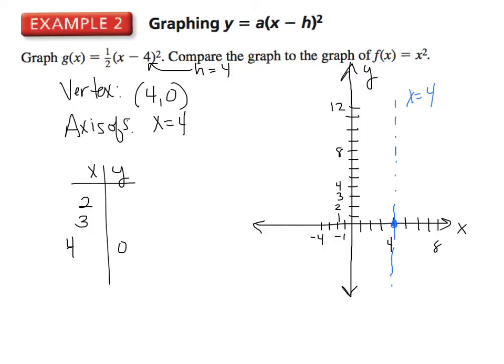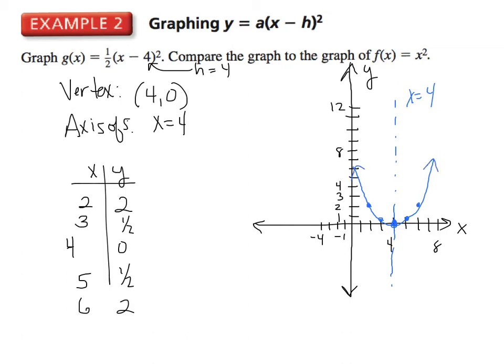Now, if I plug those in, 2 minus 4 gives me negative 2, squared, which is 4, half of 4 is 2. That means if it's symmetric, 6 would also give me 2. If I plug in 3, 3 minus 4 gives me negative 1 squared, which is 1, times a half, which is a half. So if I graph these, 2, 2, and 3, half. So it's symmetric. The other side, 5 is going to be half and 6 is going to be 2. So it's going to look like this.